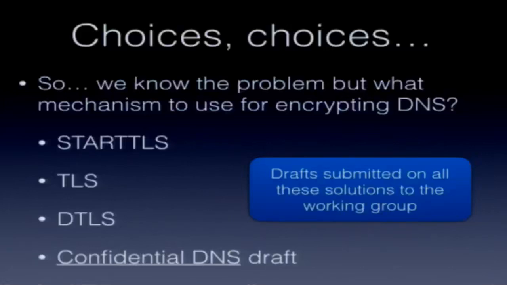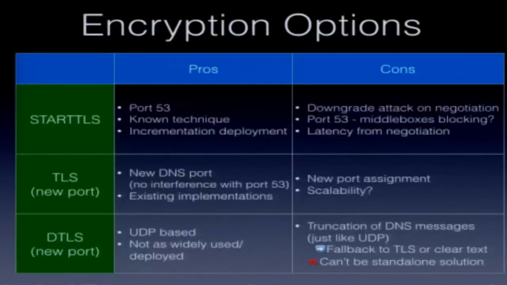So having established the problem, we now start looking at solutions. And there were various ones that could have been looked at. Some of the well-known technologies, some DNS-specific solutions were offered as well, and drafts on all of these came forward to the working group at the time. The ones that got really serious consideration were these three. StartTLS initially seemed very attractive. It could be done on port 53. It could be incrementally deployed. It was a known technique. That was all nice. On the downside, though, obviously the negotiation can be susceptible to a downgrade attack.